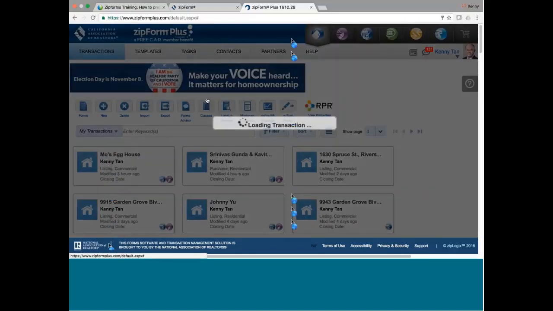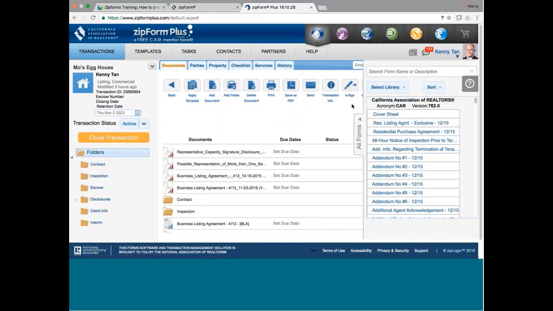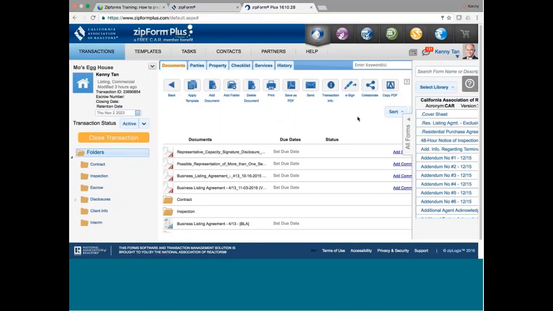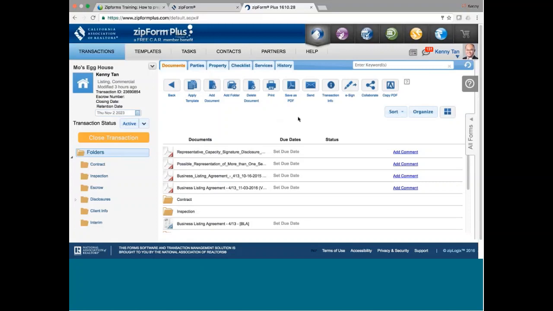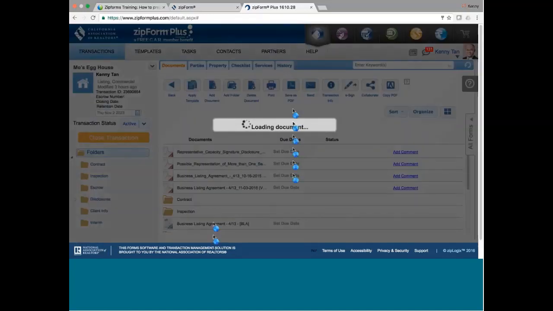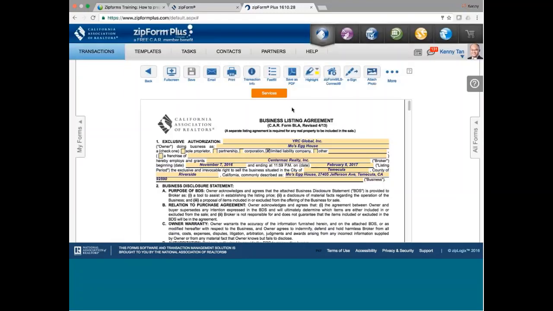Now you guys have probably seen all those photos that I took regarding Mo's Egg House. Anyway, I've already imported the business listing agreement into the folder, so I'm just going to open it up. In fact, I already have everything prepared. I'm just going to go over the business listing agreement, just a sample listing agreement so you know how to prepare one.